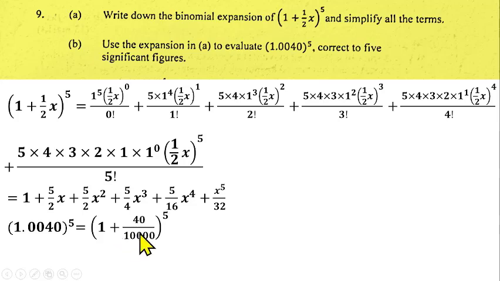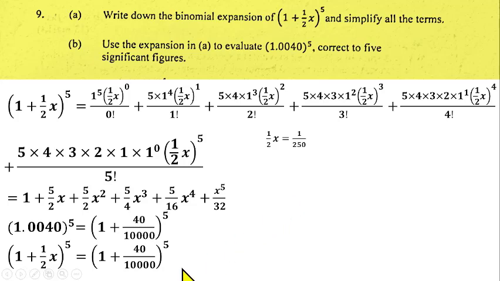plus 0.0040. So you can now change this one to a fraction. That gives us 40 over 10,000. Then if you simplify this further, you can now compare. If you compare this and this now, so 1 will take care of 1, so we have a half x. The power 5 also takes care of the power, so this is equal to this. Of course 40 can go in 10,000. That gives us 250. So that gives us 1 over 250.